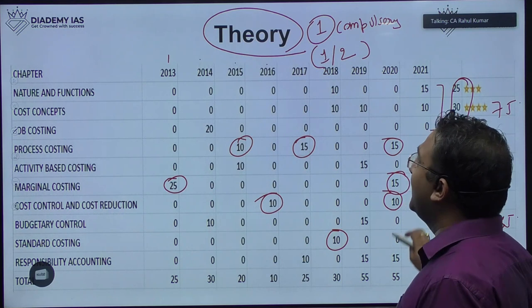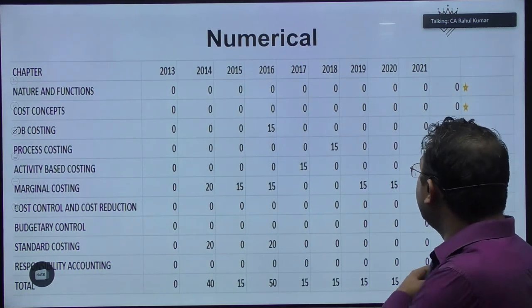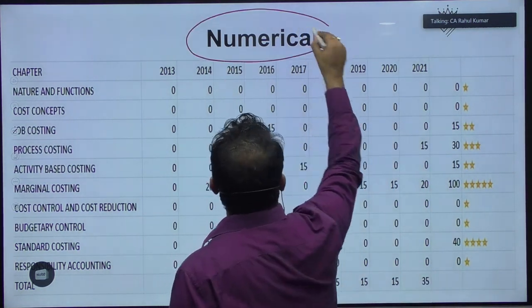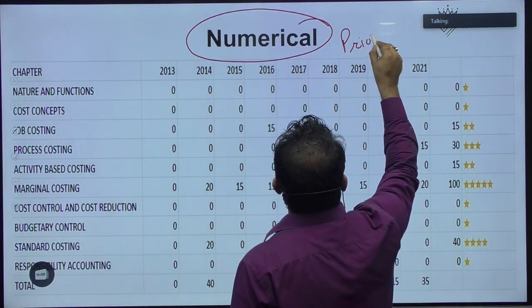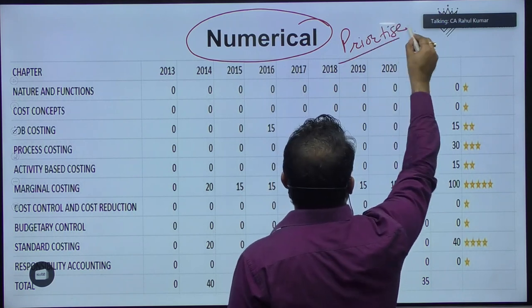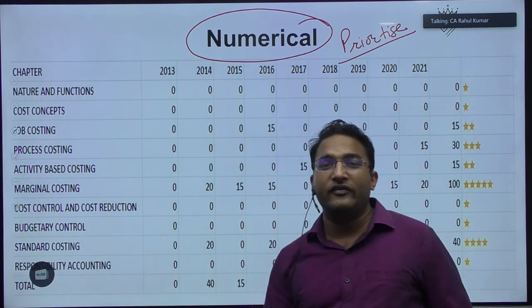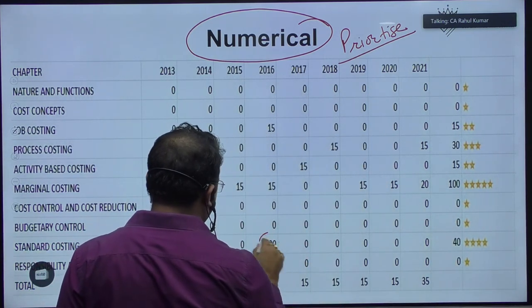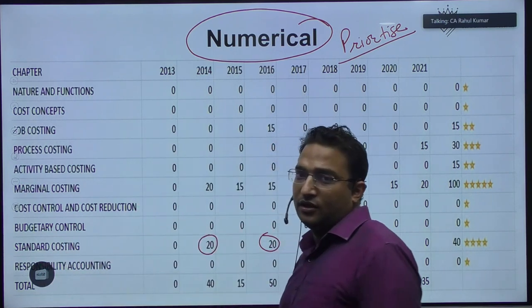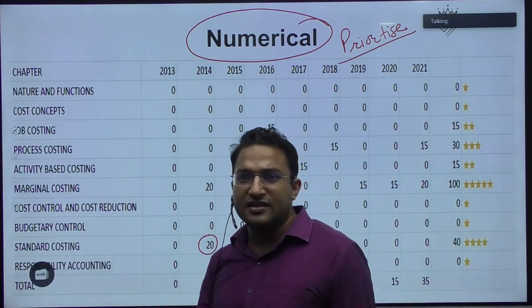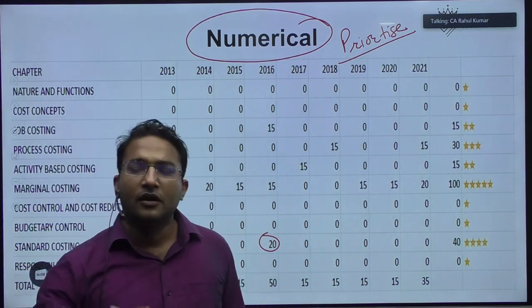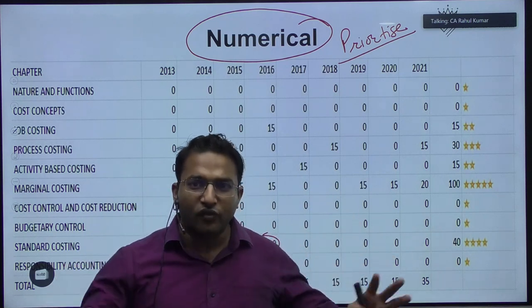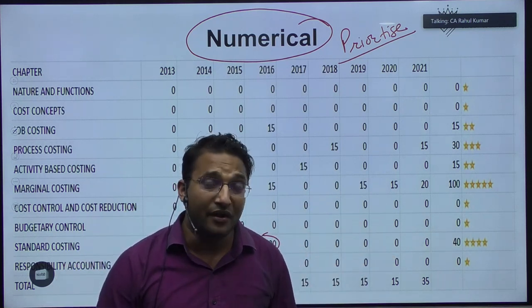After this, let us see the numerical part. In the numerical part, the good thing is that certain chapters are highlighted more than others. So in the numerical part, you can prioritize. You are not supposed to practice so many questions of every chapter. For example, standard costing: so far they have asked the question only 2 times in the last 9 years. So you should not practice every question of standard costing or try to remember every formula; that much proficiency might not be required in standard costing.